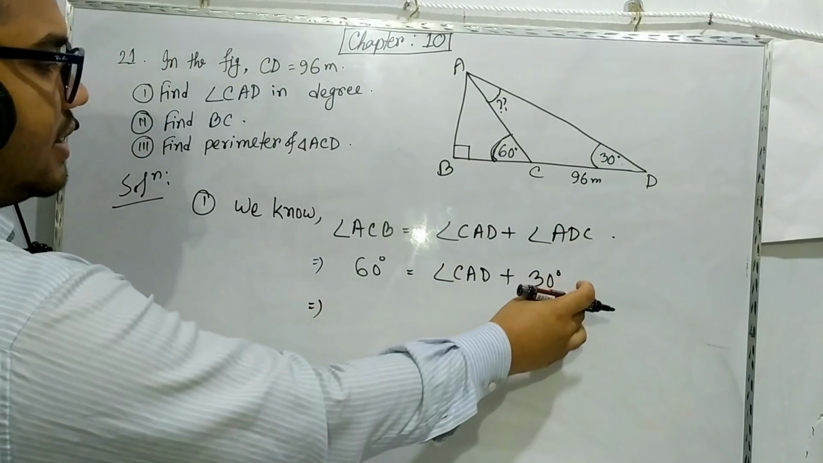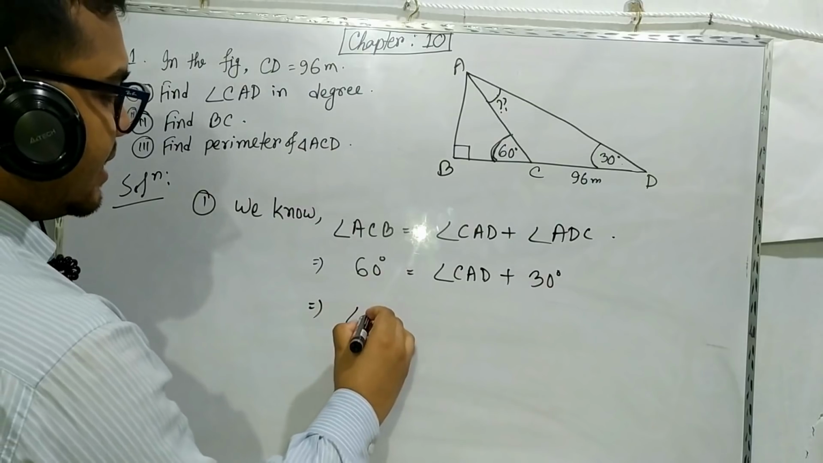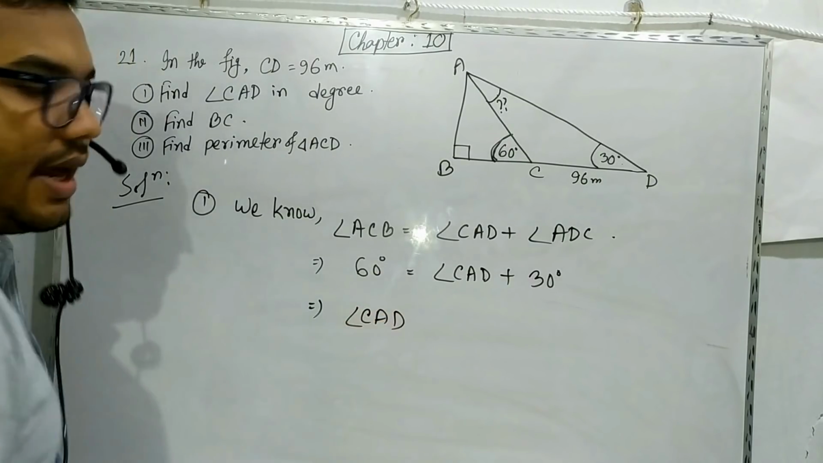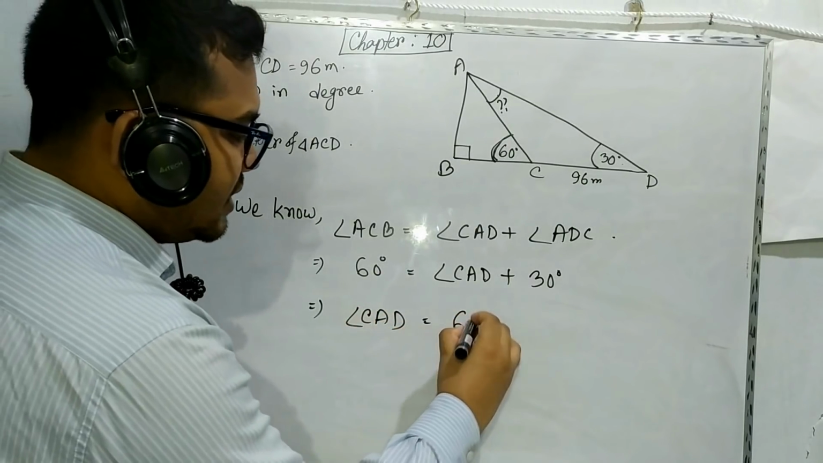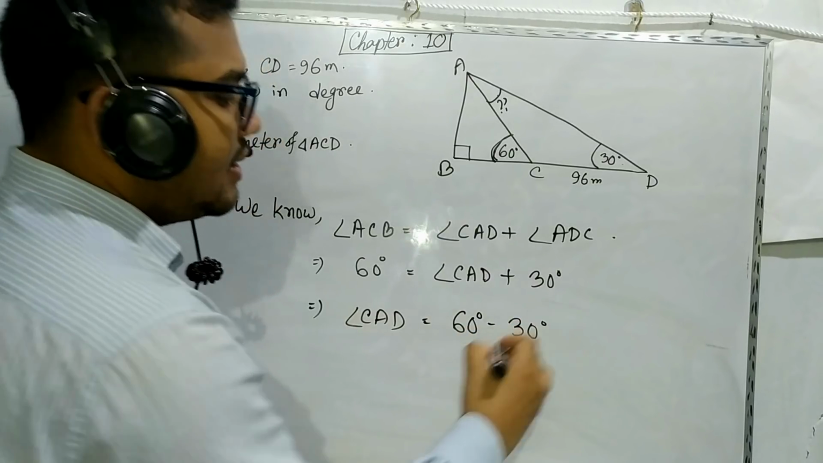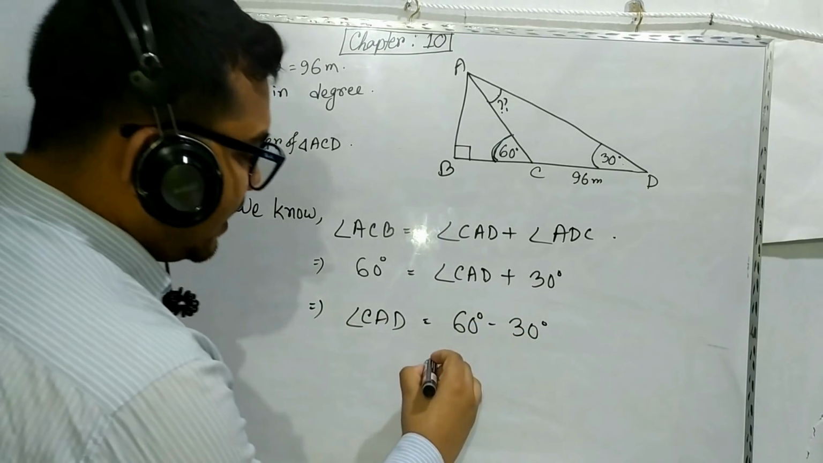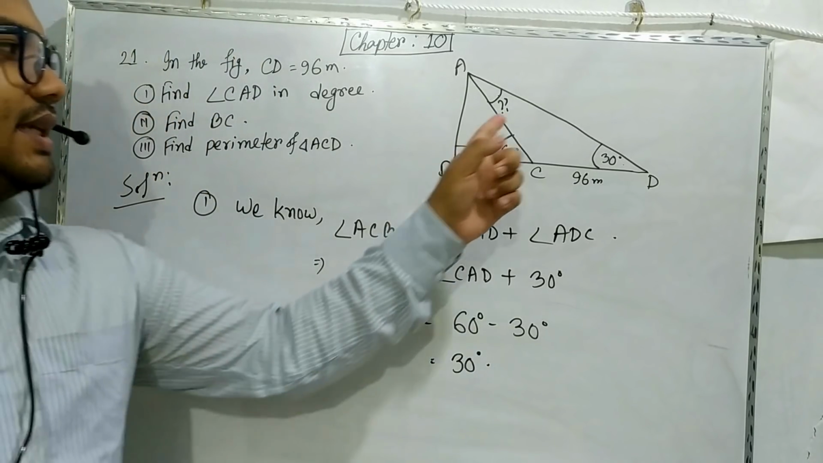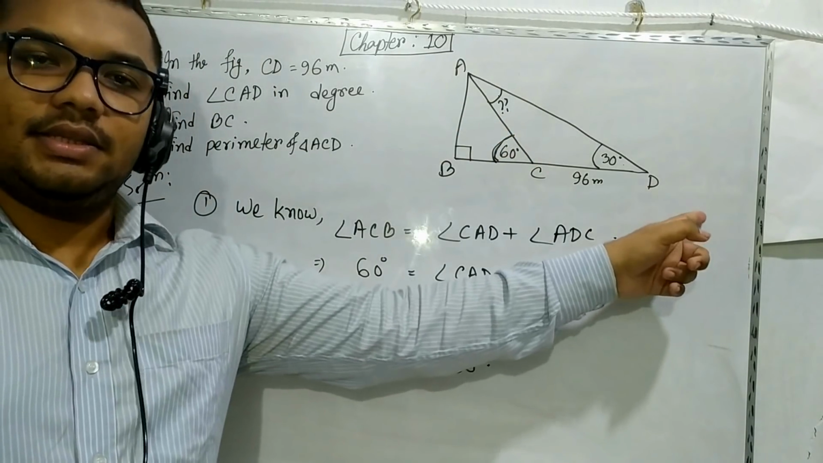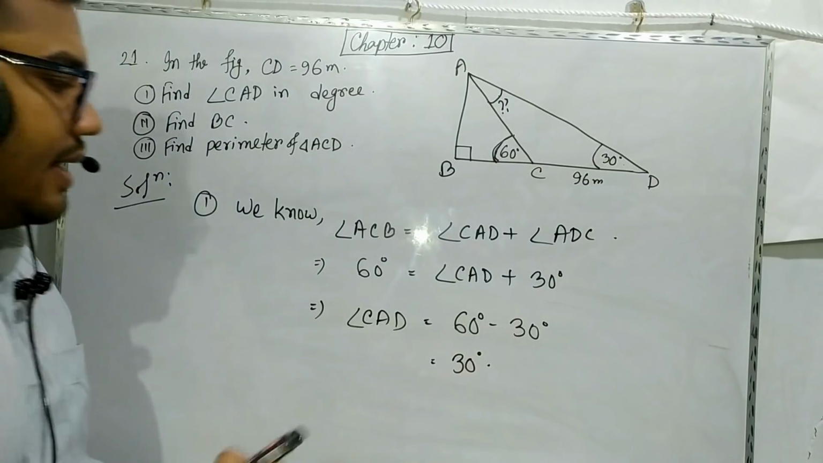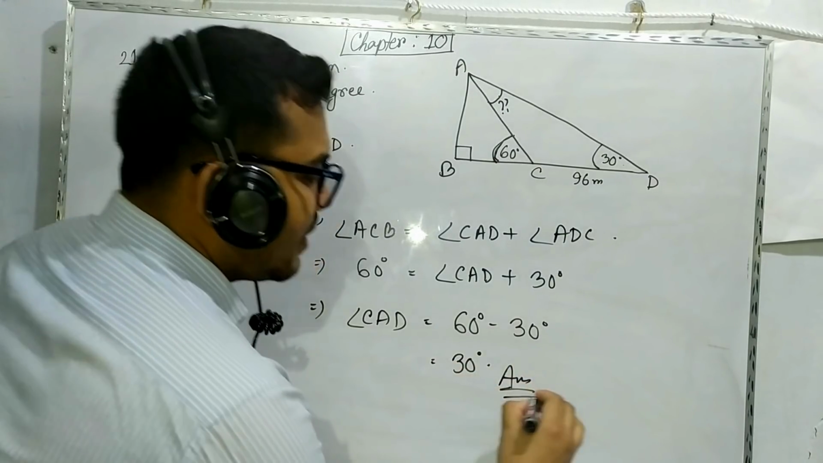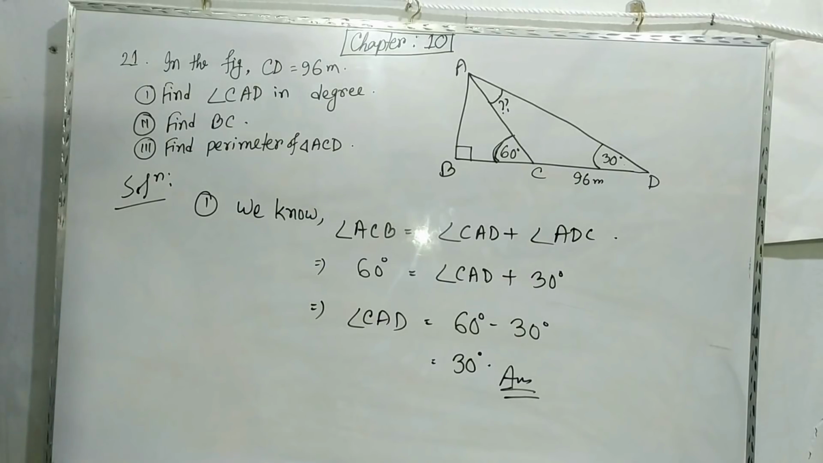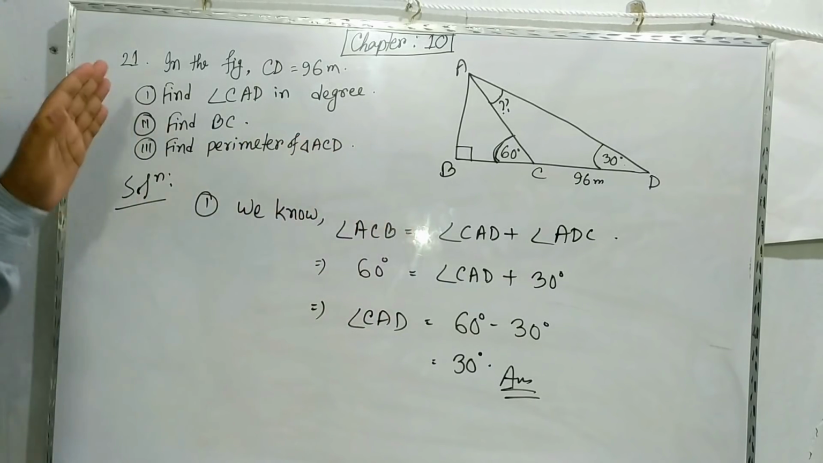Then this 30 degree, if it changes its side, then CAD is equal to 60 degree minus 30 degree, and finally we get 30 degree. So our answer of this angle CAD is nothing but 30 degree. That's our answer. This is how we can solve question number 1.